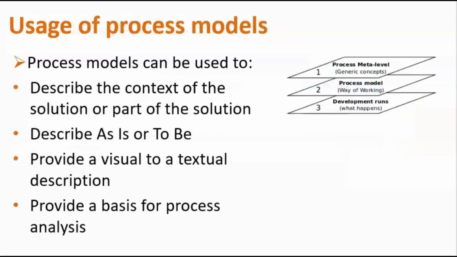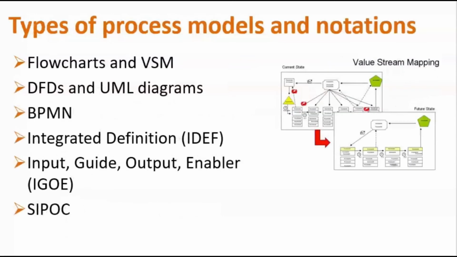So what can they be used for? To describe the context of a solution or part of the solution, describe the as-is processes or to-be processes, to make the textual description visual, and it provides a basis for process analysis. There are many notations that people use as part of process model. It could be flow charts, value stream mapping, UML diagrams, BPMN, and many others like SIPOC.